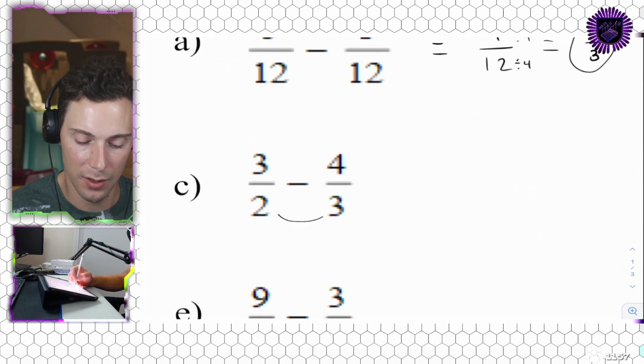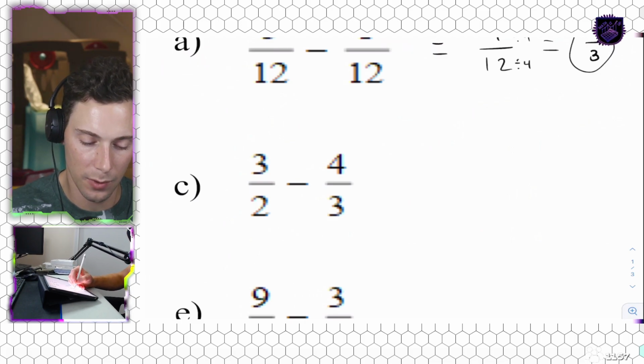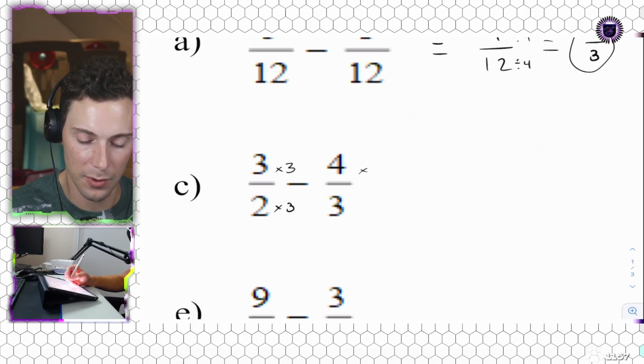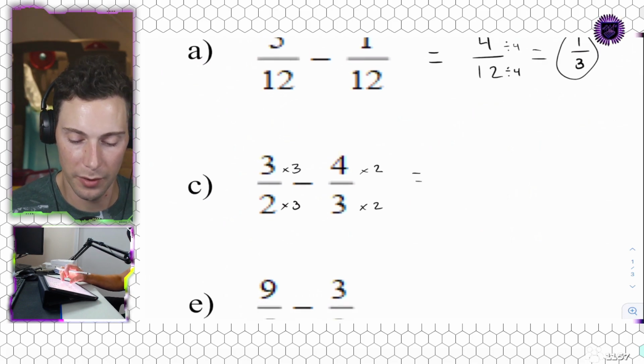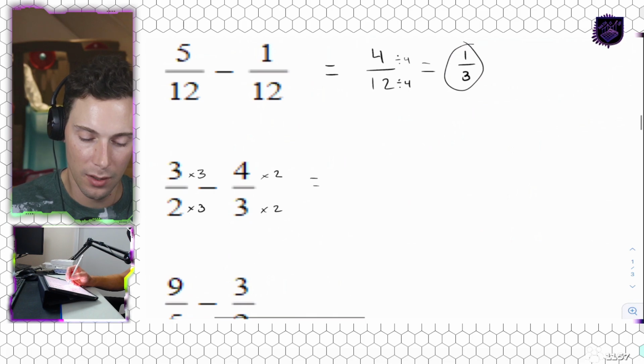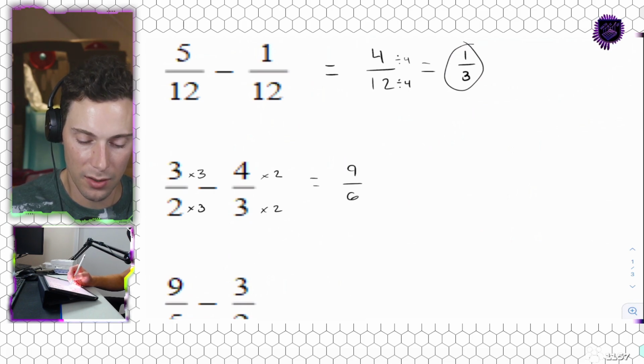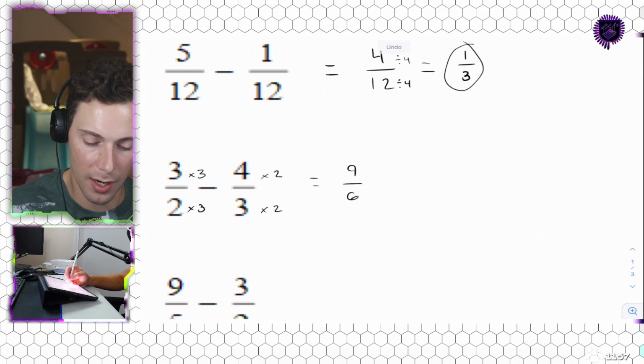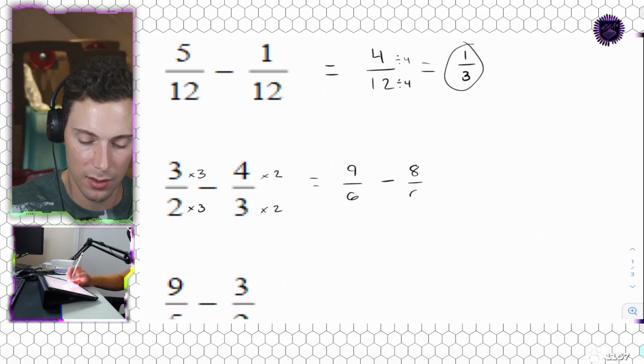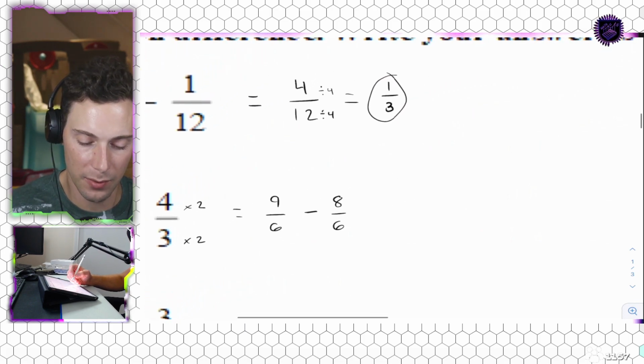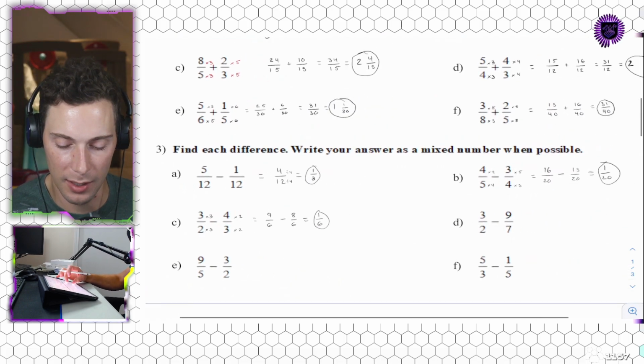Common denominator between these two will be 6. We'll go times 3, times 3, times 2, times 2. Write our new equivalent fraction of 9/6, it's not plus, subtract 8/6. And it's going to leave us with an amount of 1/6. That is our answer. We can't simplify that anymore.